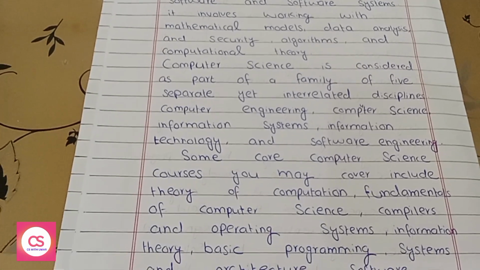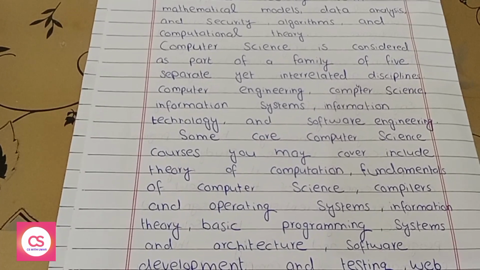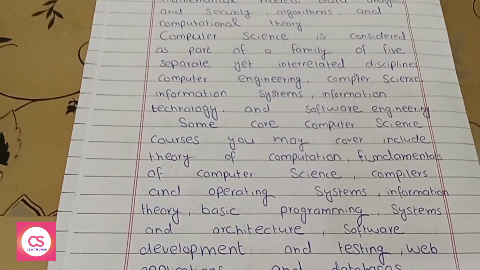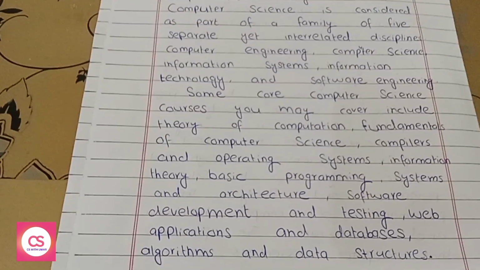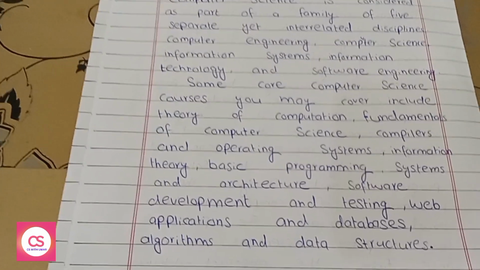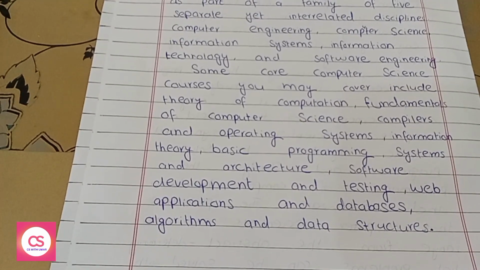Some core computer science courses you may cover include Theory of Computation, Fundamentals of Computer Science, Compilers and Operating Systems, Information Theory, Basic Programming, Systems and Architecture, Software Development and Testing, Web Applications and Databases, and Algorithms and Data Structures.